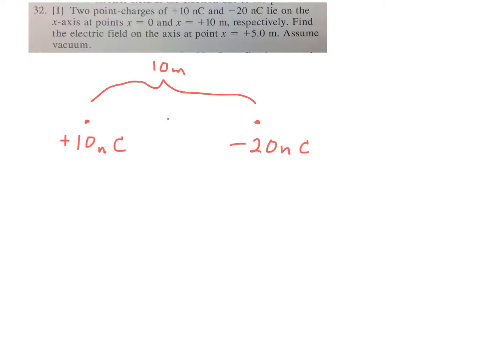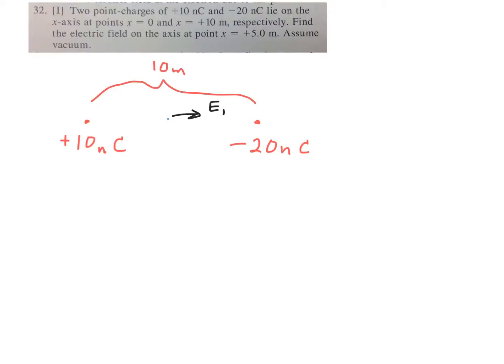Once again, with point particles and electric fields, you do yourself a big service by drawing the vector arrows. Due to the plus 10 nanocoulomb charge, you will have a field that points towards the right. I'm going to call that E sub 1, because you're always away from a positive charge.